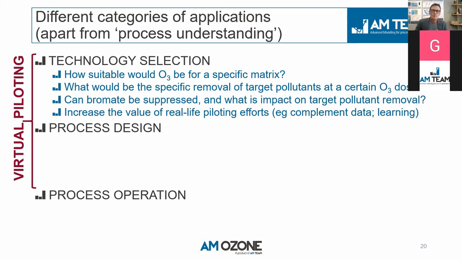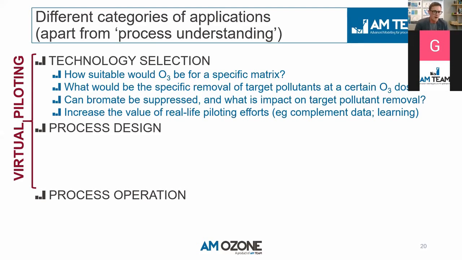But of course, if we come to practice, understanding a process is not enough. You want to, for example, select the technology. Is ozone a very good technology for this water? Or you want to design your process once you have selected your ozonation technology. And once you have built your plant, you want to operate it. So these are 3 very important categories. Let's start with the first one, technology selection.